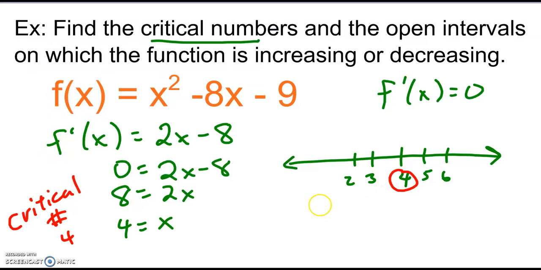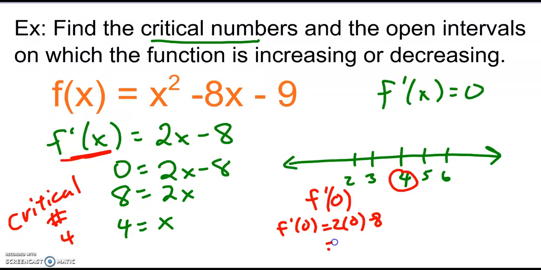So let's pick something less than 4. Let's pick something that's easy. Let's pick 0. 0 is less than 4. And we're going to plug that into our derivative here. So if I plug in 0 for our derivative, 2 times 0 minus 8, we get a -8. And it doesn't honestly matter if it's -7, -8, whatever. We just care that it's negative. That's going to tell us what's going on there. And this is going to tell us that it's decreasing until it gets to the critical value of 4.